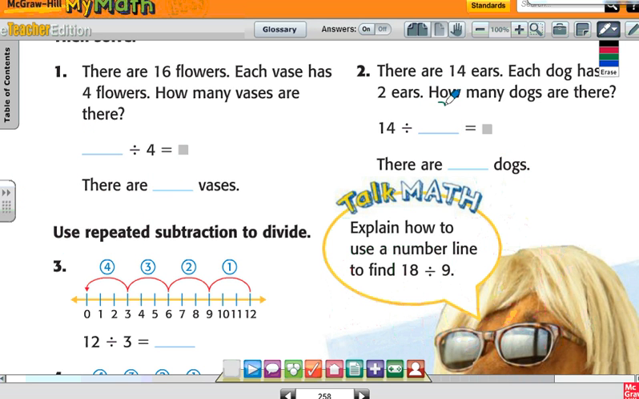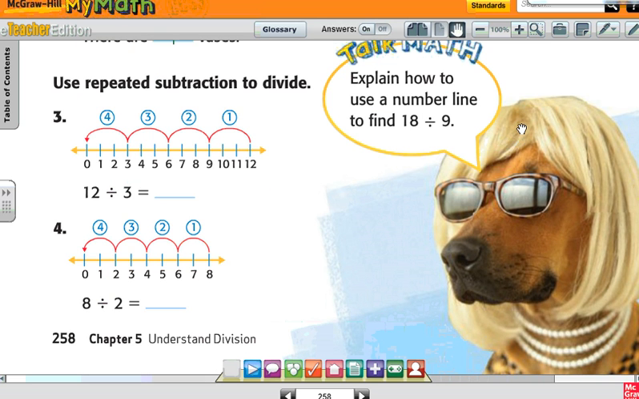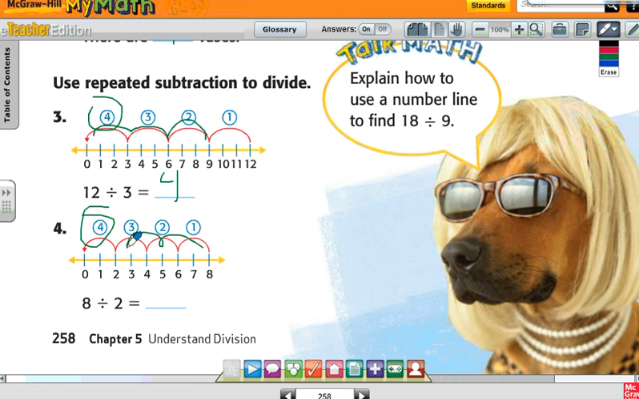So 14 minus 2 is... 7. And 14 divided by 2 is 7. And 16 divided by 4 is 4. So we got that there. And then on this one, we're using a number line, right? So how many times did I subtract? 4. 12 divided by 3 is 4. And then 8 divided by 2 is 4. Because I jumped 4 times.